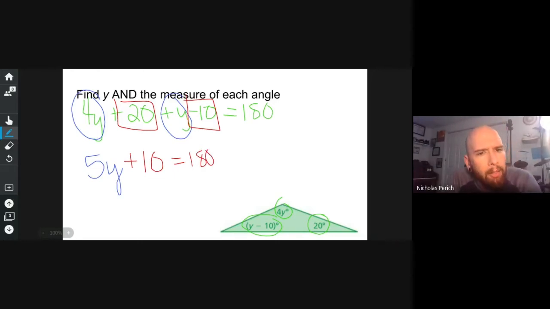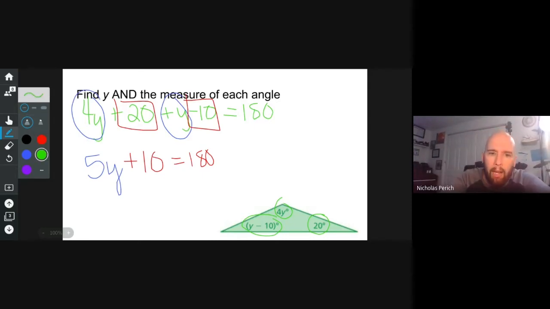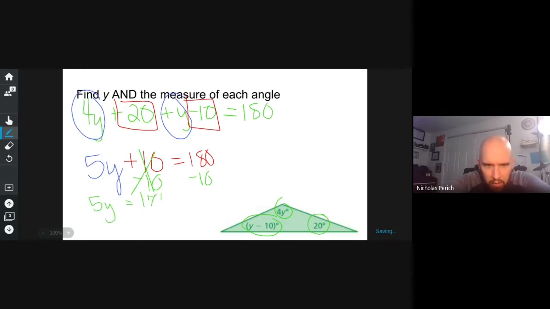All right. So 20 take away 10 is 10. That's going to equal 180. Is y all by itself? No. What is in the way? 5 is attached, and 10 is floating around. Always get rid of the guy floating around first. Always subtract or add to both sides first, and I'm going to subtract 10, and that gives me 5y equals 170.